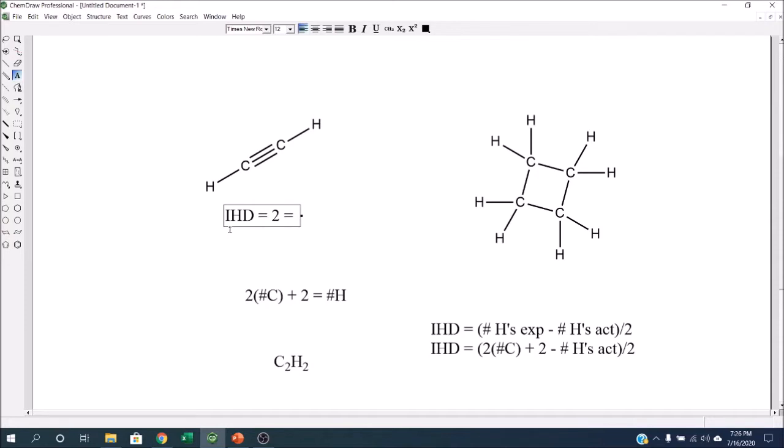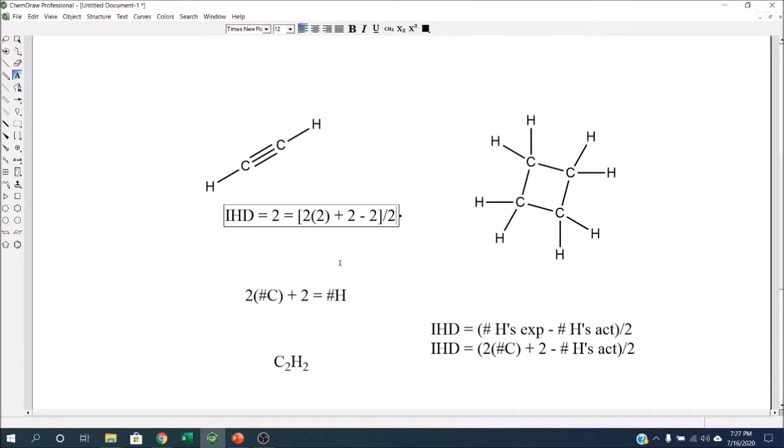But if we didn't know the structure and all we knew was that the molecular formula was C2H2, then we should be able to calculate the IHD by using this mathematical formula down here, where it's equal to 2 times the number of carbons, and there are 2 carbons in acetylene, plus 2, and then we subtract from that the number of hydrogens that we see in this formula right here, so that's 2. And then we're going to take all of that and divide it by 2. So 2 times 2 is 4, plus 2 is 6, minus 2 is 4, divided by 2 is 2.